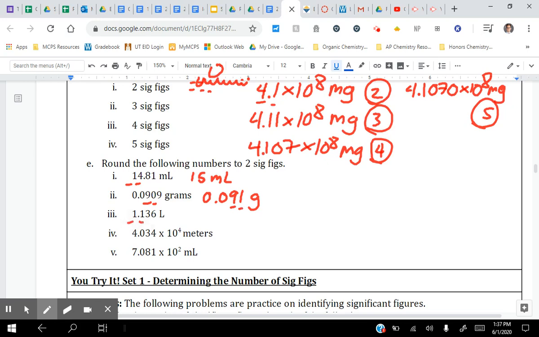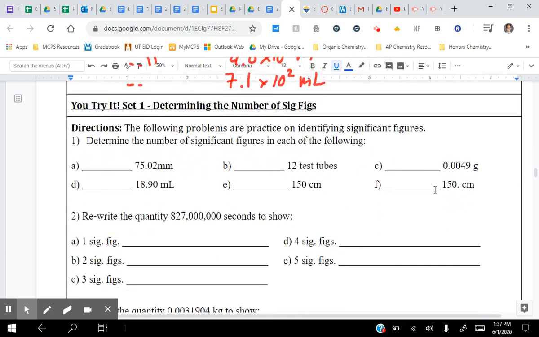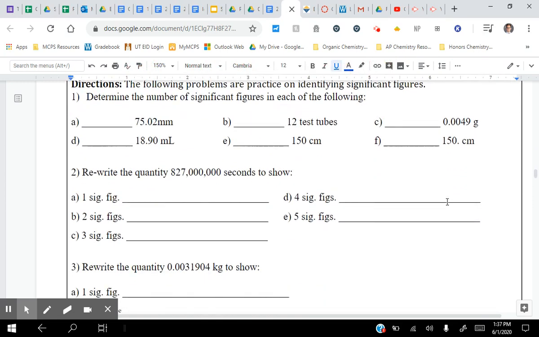I see a 1 and a 1 as significant. I see a 3, so we just cut off the 3 and the 6, 1.1 liters. Here, same deal, 4.0. The 3 would round down, so I cut off the 3 and the 4, times 10 to the 4th meters. But then in this one, 7.0, and I see the 8, that would round up, so 7.1 times 10 to the 2nd milliliters. All right, we've had quite a few examples. Why don't you go through and try You Try It set 1?